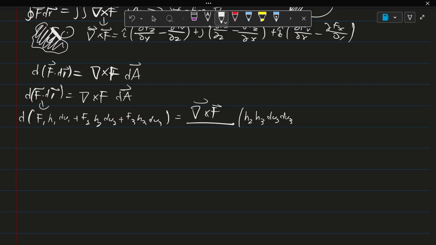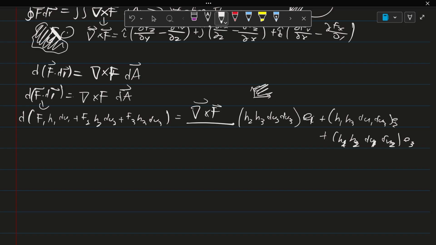And why is this? It's pretty much telling you that you just take very small changes with respect to u2 and u3 with the scaling factors, and you're just taking the area. This is your small area. But this is only in your particular direction of e1. You need to do this for other sides. So h1 h3 du1 du3 for e2, and then for e3 it's h1 h2 du1 du2.